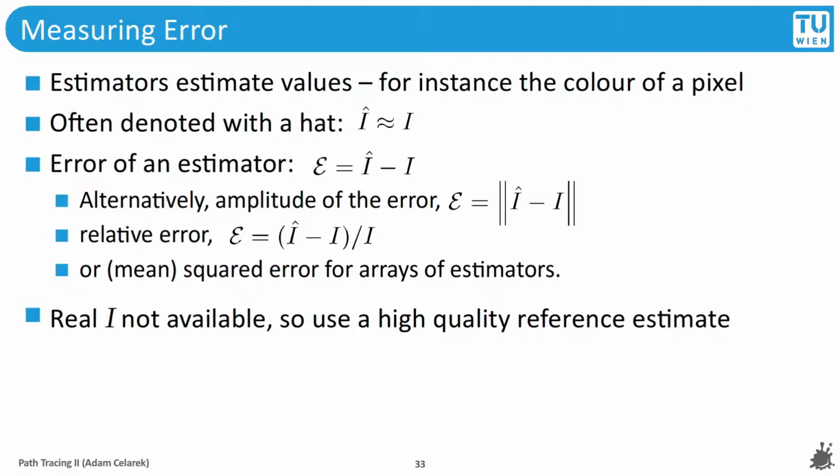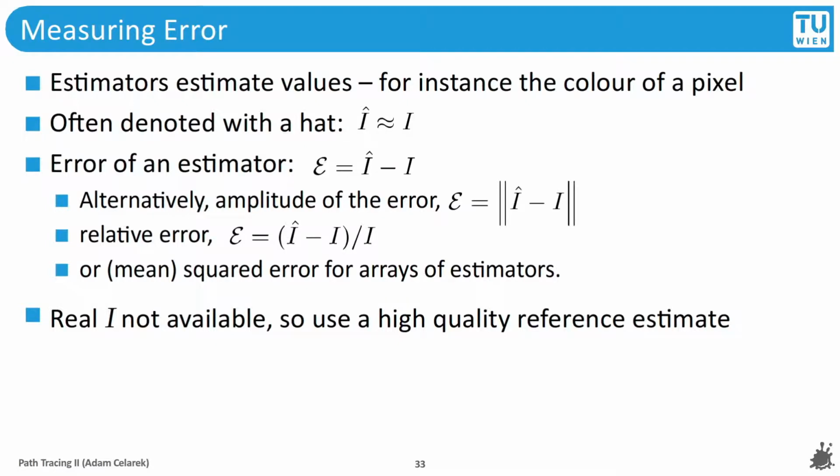When we want to compute the error for the whole image, we can take the mean of all errors. But in that case, we need to compute the amplitude error, or even better, the square of the error. Otherwise, the positive and negative errors would cancel out. The real value I is usually not available. Therefore, high-quality reference estimates, also called ground truth, are used.